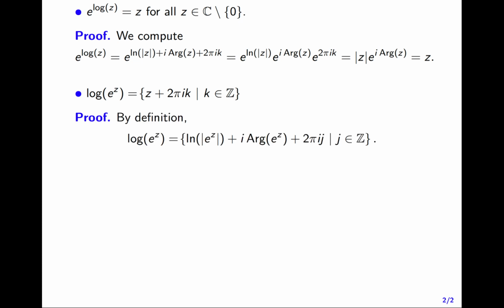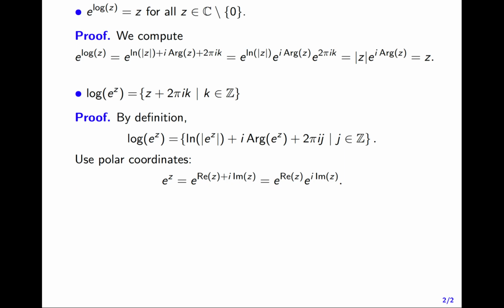The definition of log of e to the z gives: log of e to the z is the set of all numbers of the form natural log of modulus of e to the z plus i times principal argument of e to the z plus 2 times pi times i times j for j an integer. Let's try to calculate some of the terms in this set. I have e to the z equals, of course, e to the real part of z plus i times the imaginary part of z. So if I break this apart, this is e to the real part of z times e to the i times imaginary part of z.